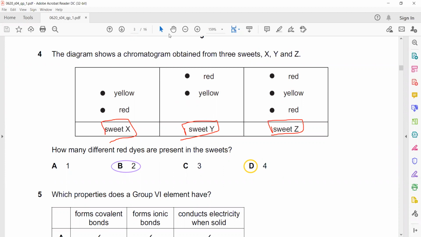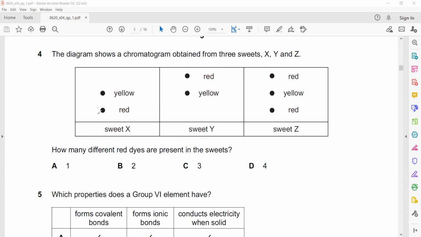When you check, the spot of red color in X matches with the spot of red color in Z. So it means this is the same color. This red color is present in both. So this is one. The same red color is present in sweet X and sweet Z. And there is another spot for the red, and that is also present in Y. So this red color present in Y is the same as the red color present in Z. So how many different red dyes are there? B is the right answer.